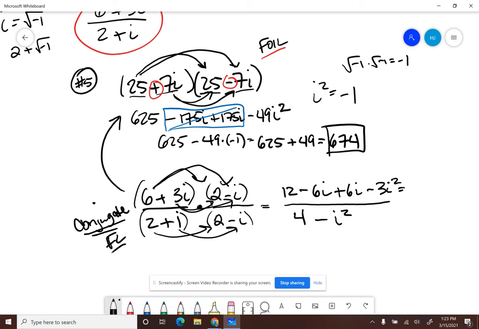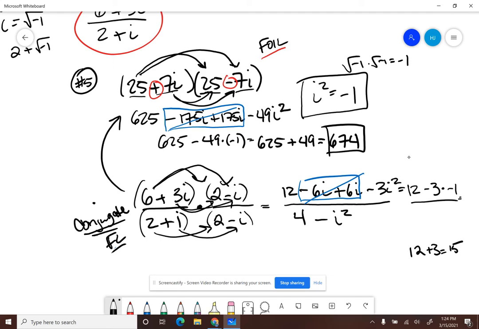Now let's kind of clean this up a little bit. So remember, I've got some like terms here in the middle always, unless I'm doing FLA. So negative 6i plus 6i, just so happens this goes away. So then think about what I have left. I have 12 minus 3i squared. Remember, what is i squared? i squared is the same thing as negative 1. So I've got 3 times negative 1, and what does that actually do? Well, that just makes that a positive 3. So really what I have is 12 plus 3, which equals 15.